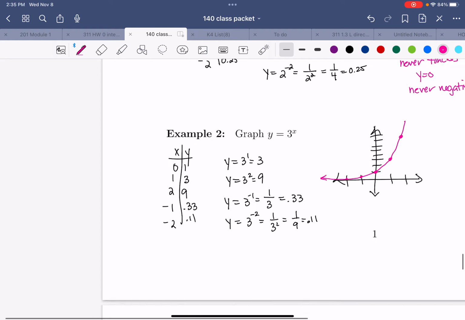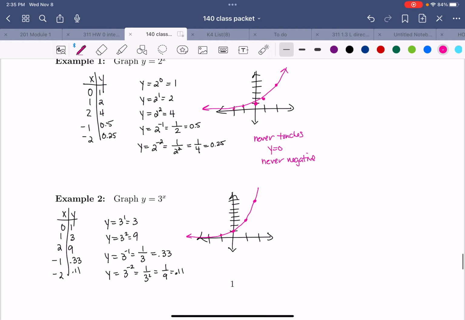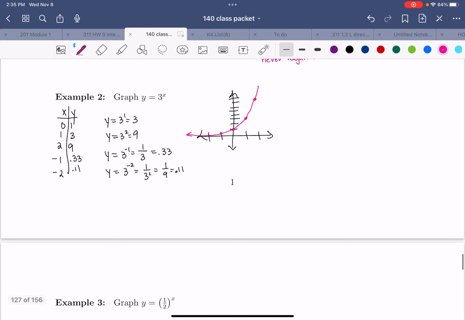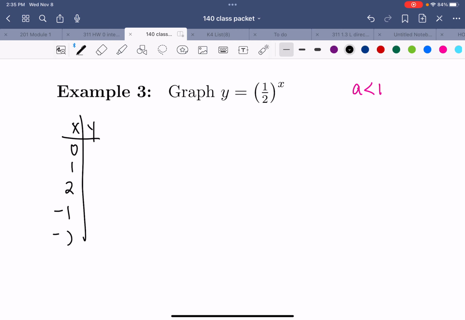Okay, so you can see that they're very much the same shape. One goes quicker, like the higher your a value, the quicker it's going to go up to infinity. The smaller your a value, the slower it's going to go. Okay. Then let's see what happens if I make it that a less than 1. So keep in mind this is an a less than 1. So if we take our values, 0, 1, 2, -1, -2.